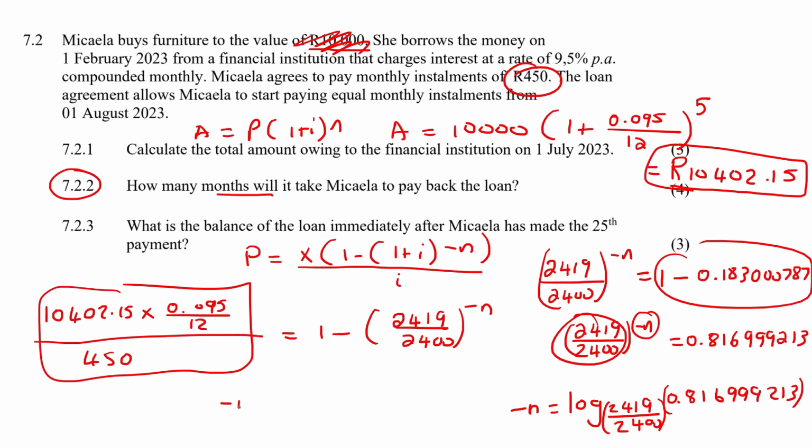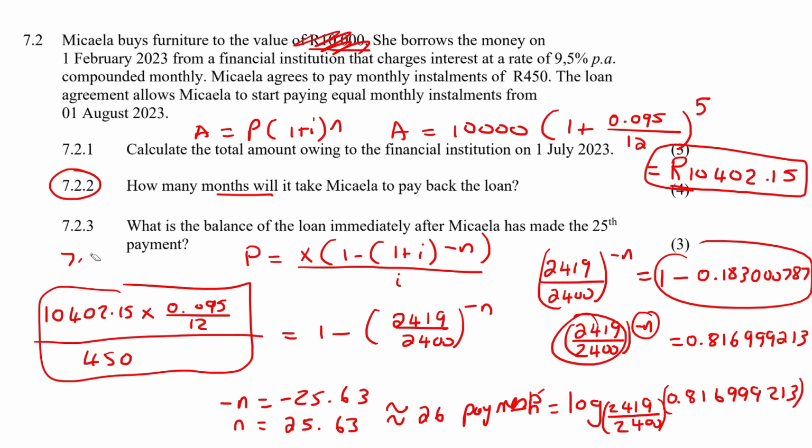Okay, so that's going to give us negative n equals negative 25.63. And so n would be 25.63. So what does that mean? Is it going to be 25.63 months? Well, no, you can't make 25.63 payments. So she's going to have to make 26 payments, where the last payment will definitely be a little bit less than the normal. I'm surprised they didn't add 7.2.4 asking us to calculate what that final payment amount would be. We're lucky.